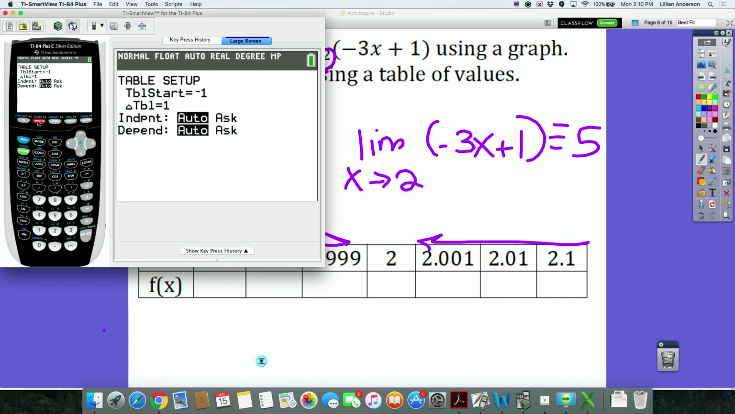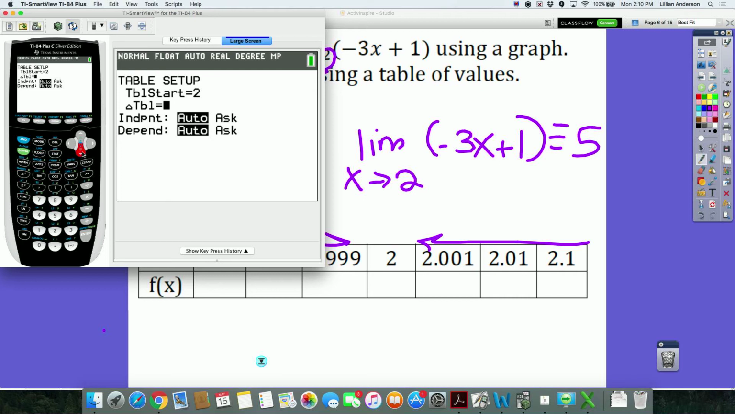Now, the TBL start, that's basically where do you want to start your table, okay? If we let this automatically populate, like it's already selected on auto, then we will want to say we want to start at 2, okay? Mine put 0. That's right, it should say 0 because we reset it. But you can type in whatever number that you want to start with, okay?